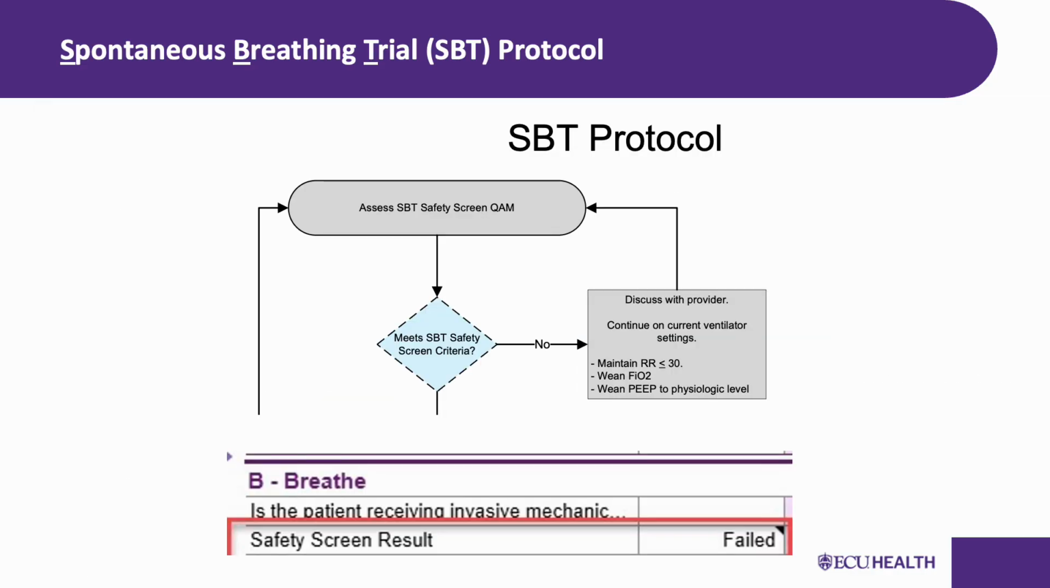This shows you exactly how the documentation looks when the safety screen result is failed or not indicated. I want you to get familiar with this view because this is how you may see it in workflow. And what you're seeing here is how the documentation appears to nursing and to the physician in the EHR. When you document that the SBT safety screen was failed, the information flows to the rest of the care team. This visibility is crucial for interdisciplinary communication.